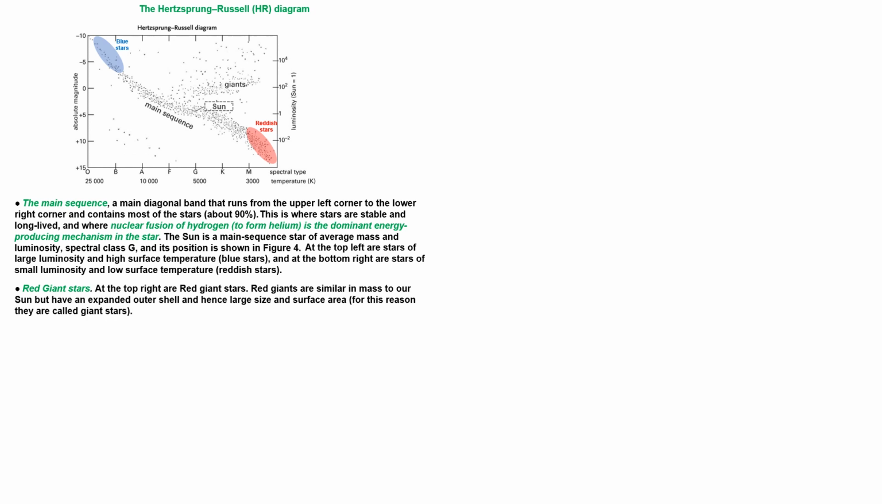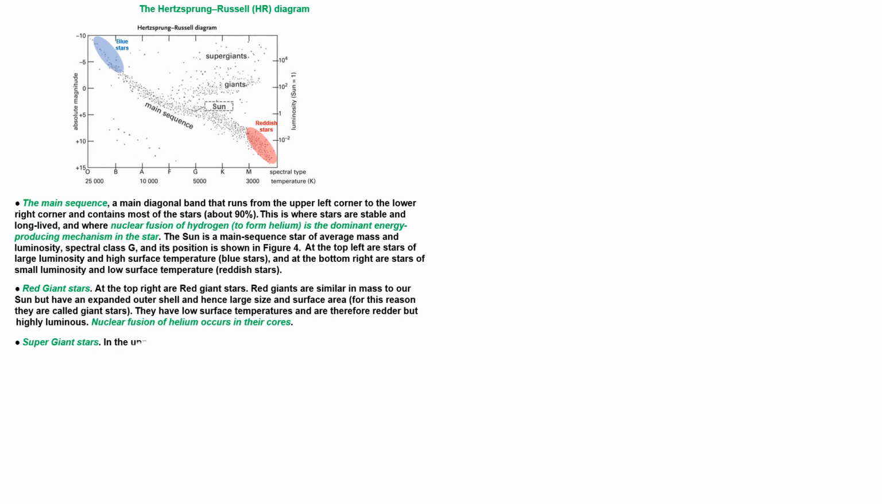Red giant stars. At the top right are red giant stars. Red giants are similar in mass to our Sun, but have an expanded outer shell and hence large size and surface area. For this reason, they are called giant stars. They have low surface temperatures and are therefore reddish, but highly luminous. Nuclear fusion of helium occurs in their cores.